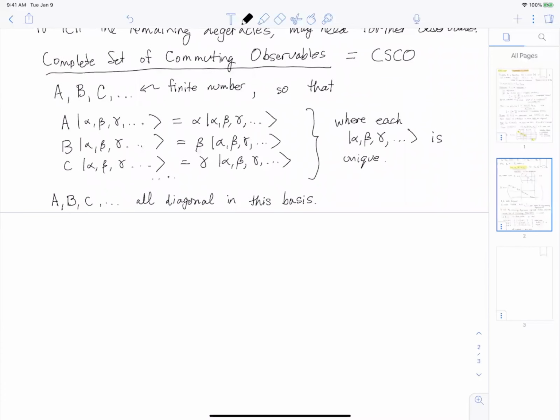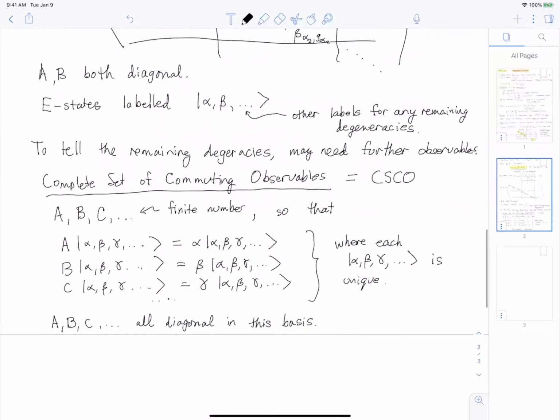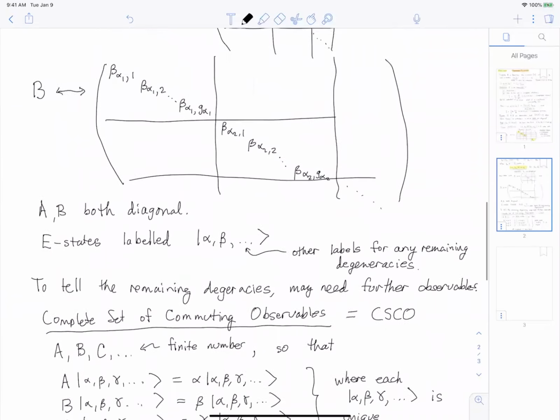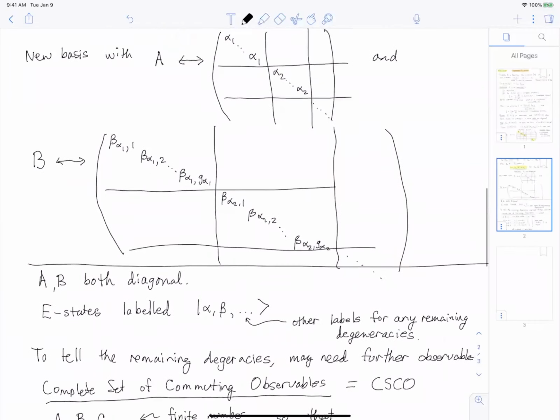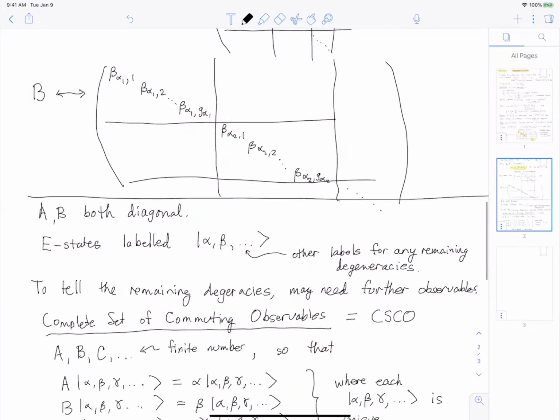Actually, I just wanted to ask a quick question. Is this still part of the proof, or is this something different? No, so the proof, and it's sort of a physicist proof, not a math proof, sort of ended here. It was just the observation that we could write A and B both diagonal. Okay, so this is building on something new now.